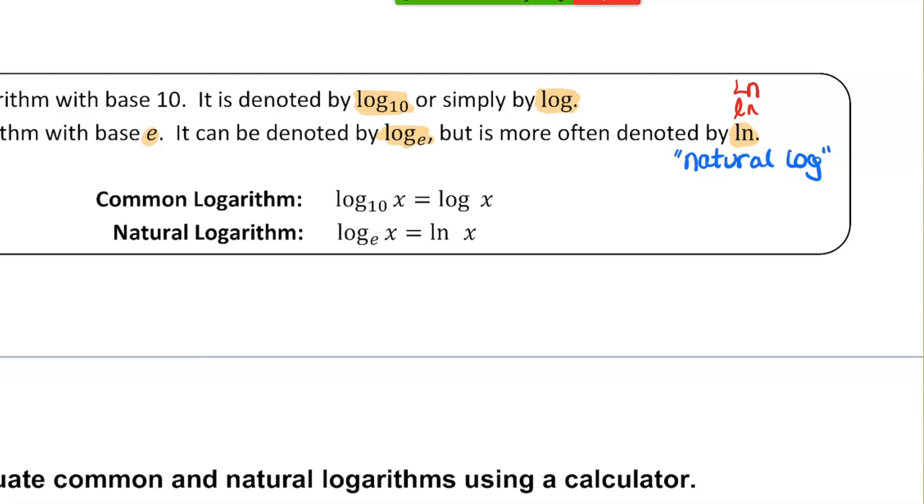So again, you're going to want to make sure you know that log base 10 of x is normally just written as log of x, and log base e of x is normally just written as ln of x. In fact, I can't think of a time you would see log base e of x ever. It would always be just natural log of x. So these are both in your calculator. So if you want to pull out your calculator quick.